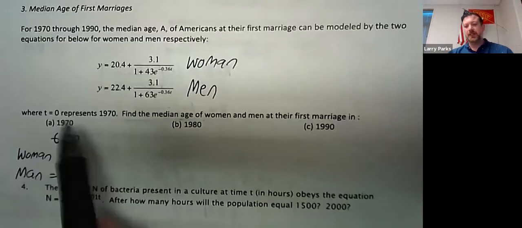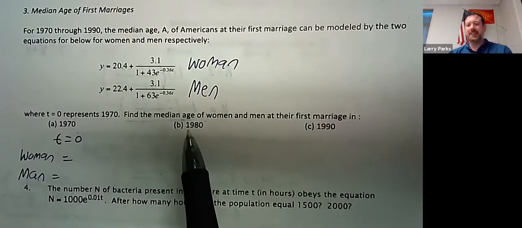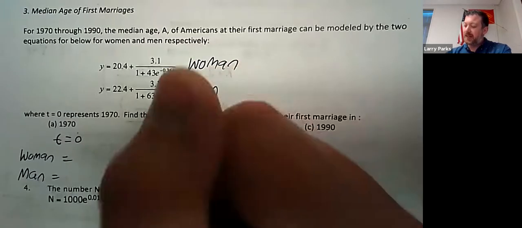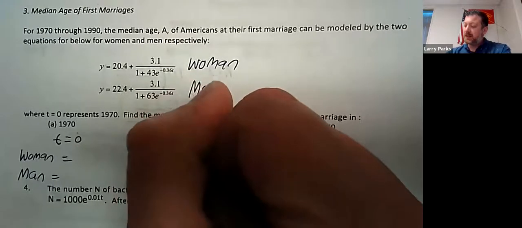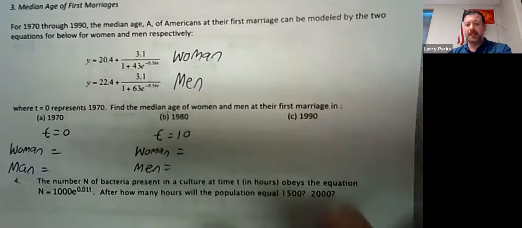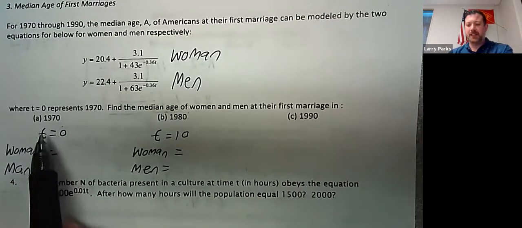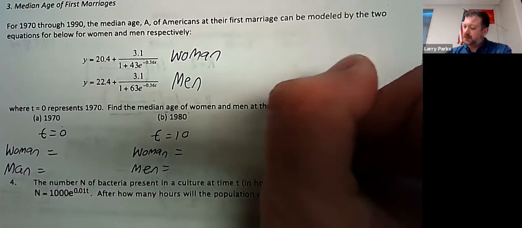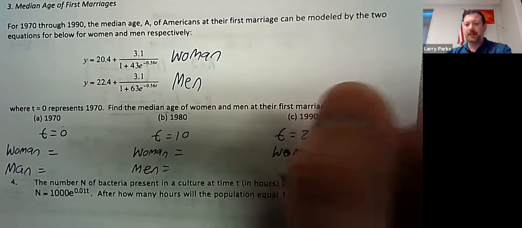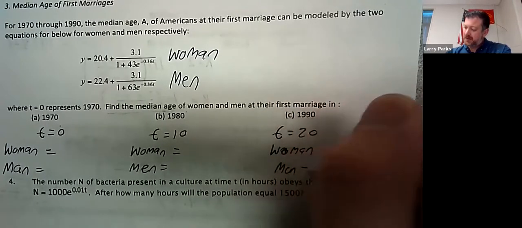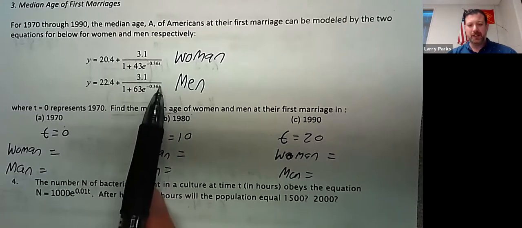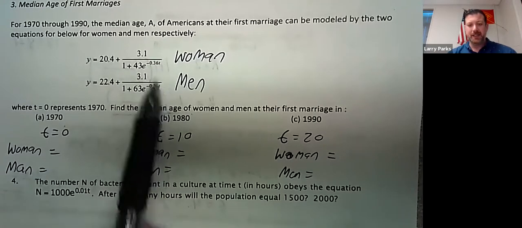1980, well, if t equals 0 is 1970, 1980 would be 10 years later, so t equals 10. And I'm going to find the median age of women and men. And then 1990, from 1970, if that's time 0, that'd be 20 years. I'm just going to change this number. I'm going to put 0 here, 0 there, then 10, then 10, then 20, then 20.